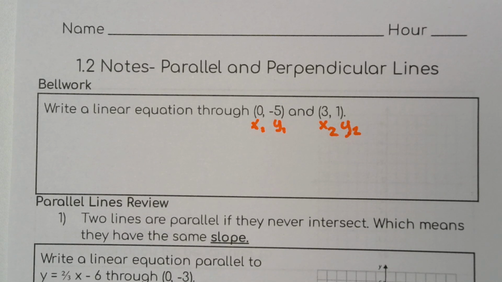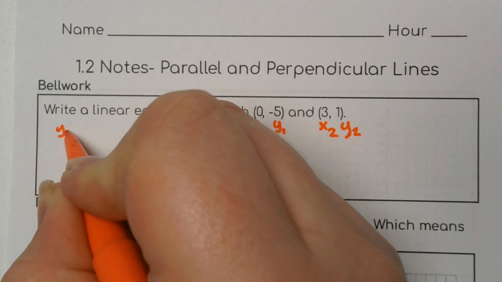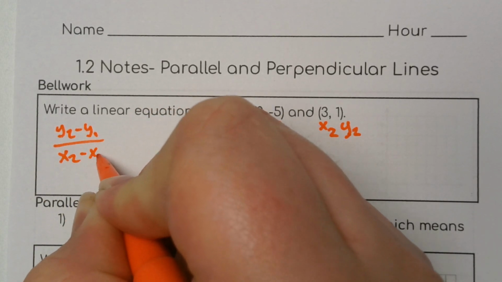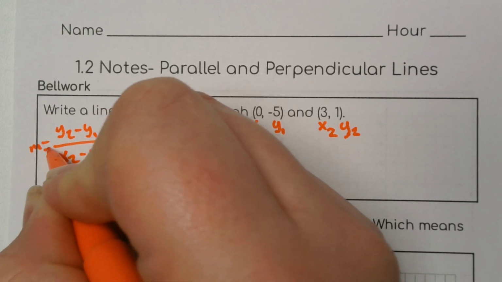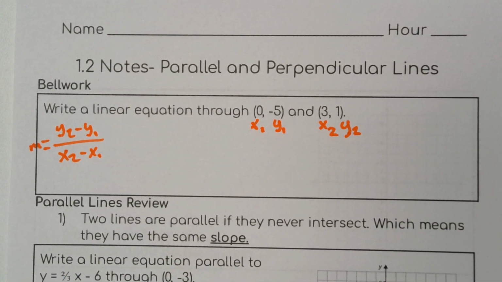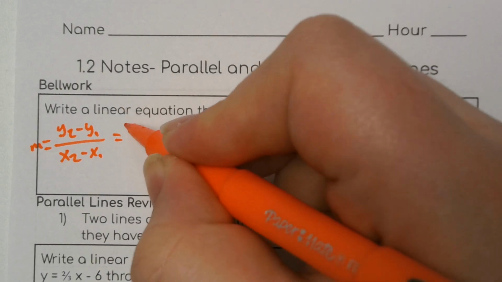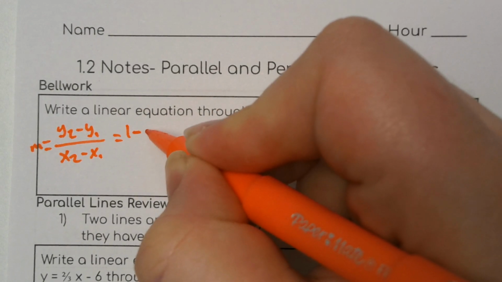Does anyone remember the slope formula? Or can you read it off the paper? y2 minus y1. Yep, over x2 minus x1. Yes, good work. So y2 minus y1 over x2 minus x1. And that's our slope.